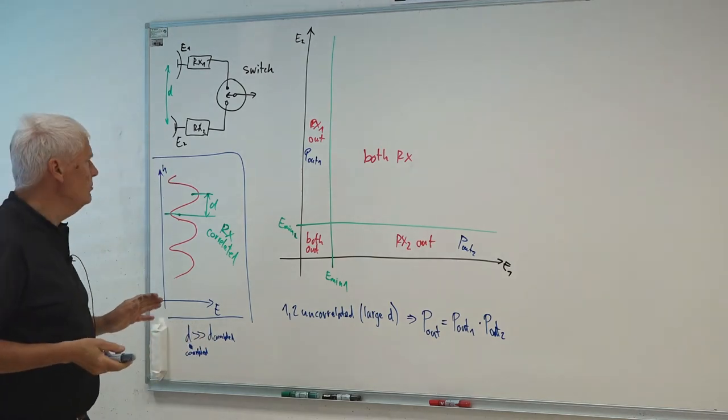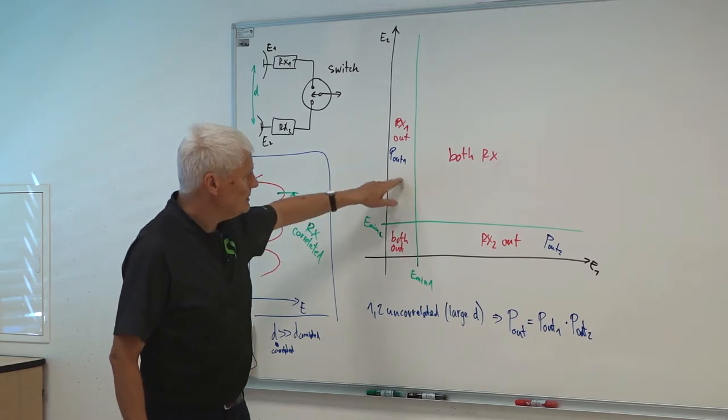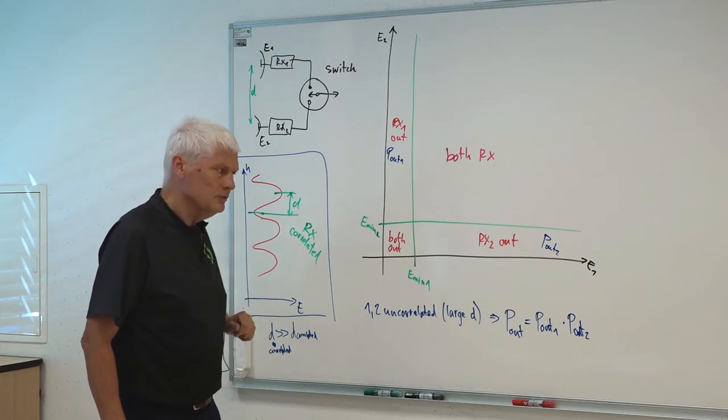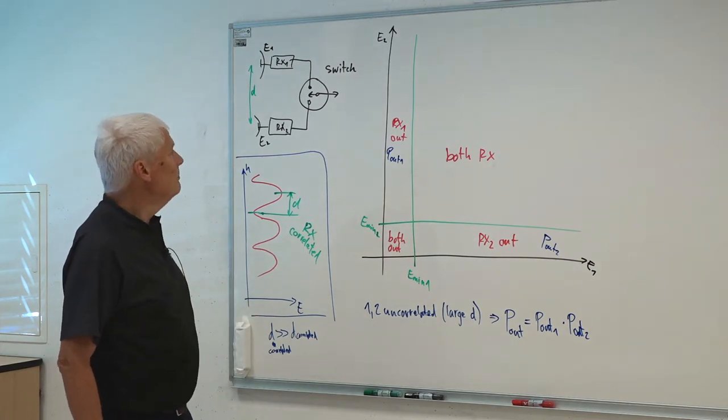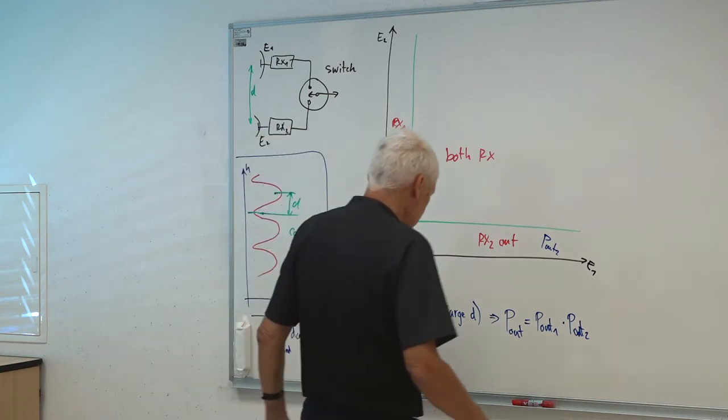What do we expect from my diversity reception? And in fact, if this was 1%, this was 1%, this is 10 to the minus 4. So this is very, very low. But we can still do better than that. What can we do better than that?